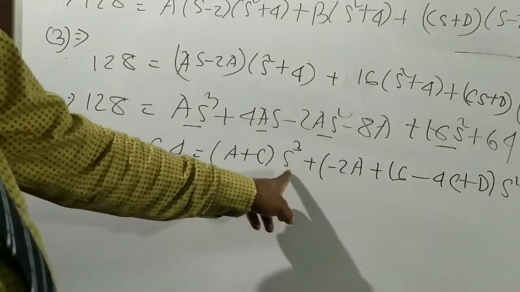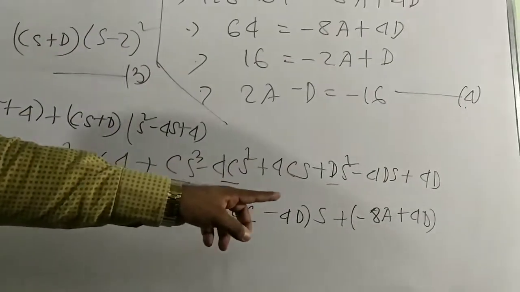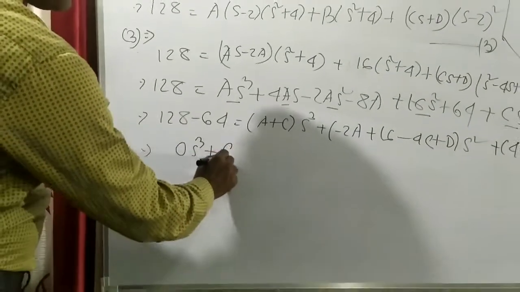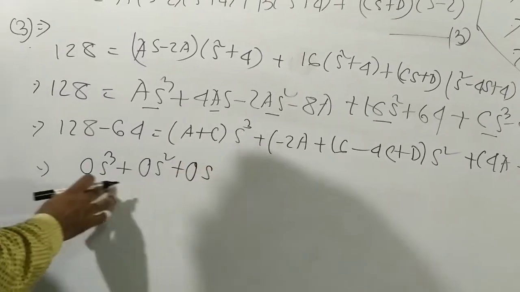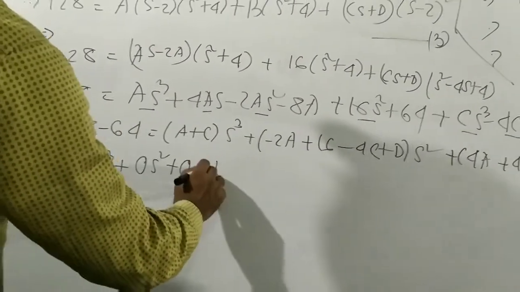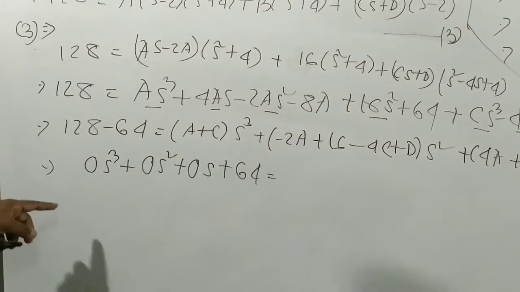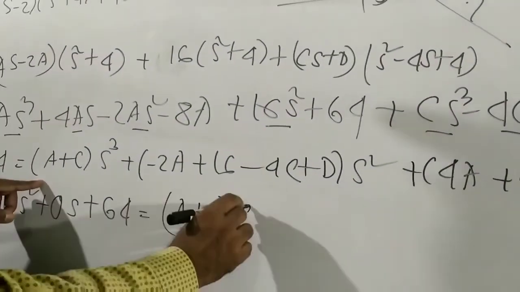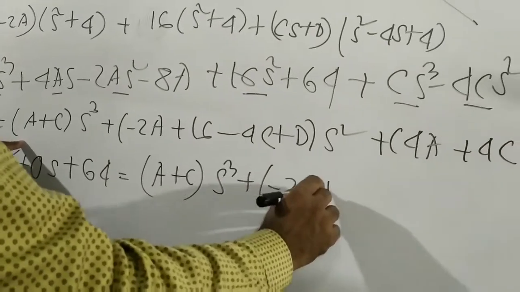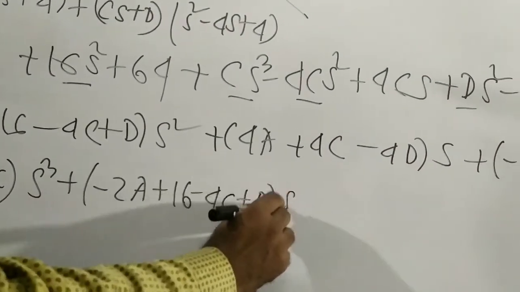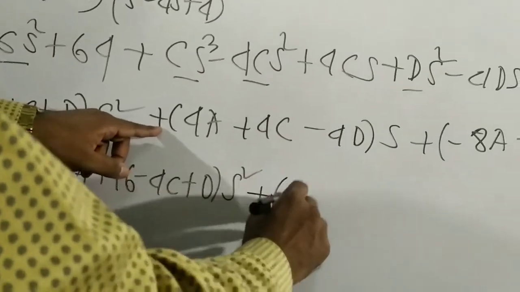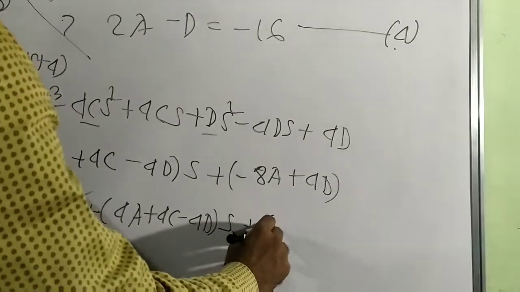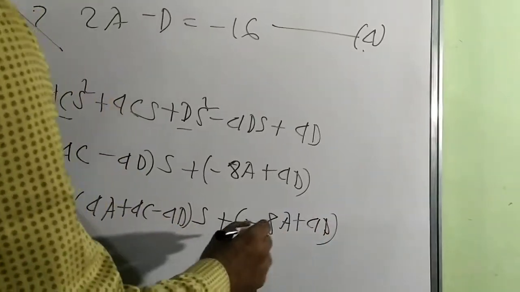Now on the right hand side we have the s cube, s square, s, and constant terms. On the left hand side also, it is 0 s cube, 0 s square, 0 s, and the constant is 128 minus 64, which is 64. On the right hand side it remains the same: (a plus c) s cube, plus (minus twice a plus 16 minus 4c plus d) s square, plus (4a plus 4c minus 4d) s, plus the last one, minus 8a plus 4d.